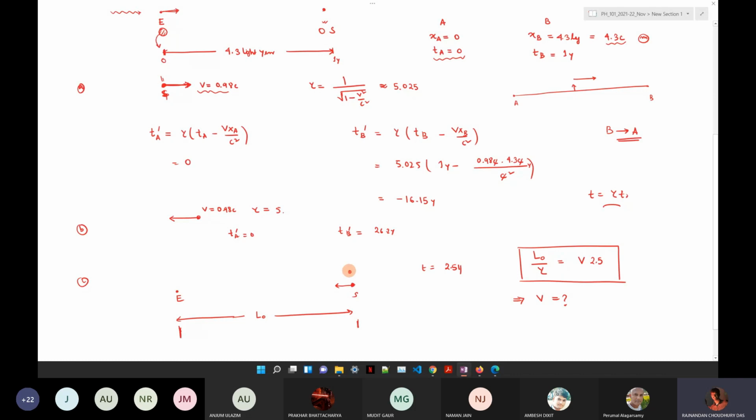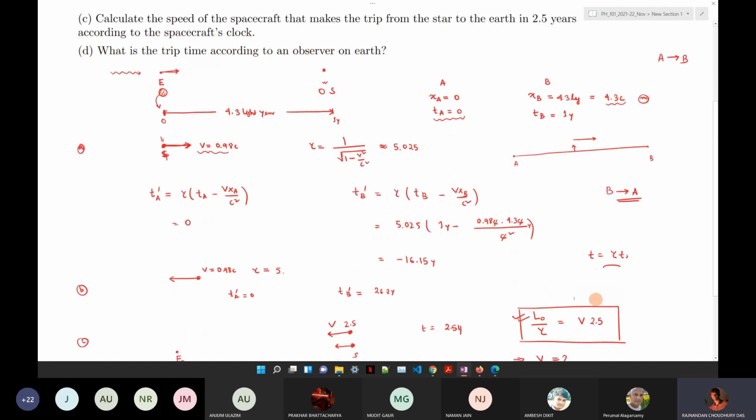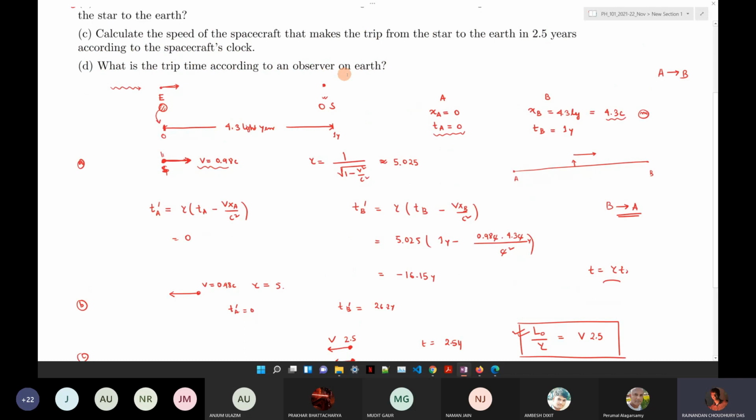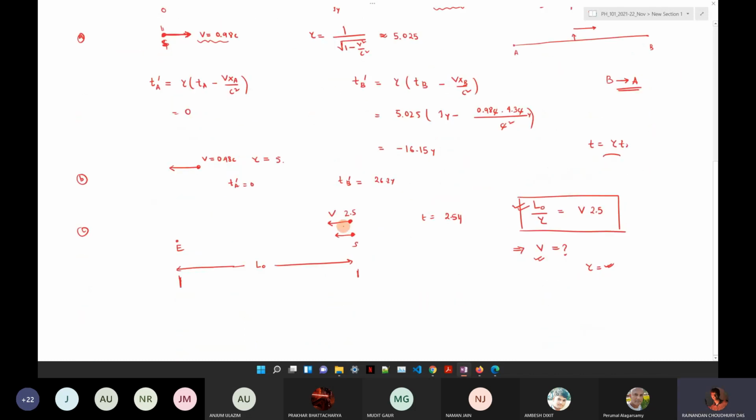The question is like this: if he has started from here and has reached the Earth in 2.5 years, what will be his speed? So we can do this like this. Now you measured this v, and you also get that gamma. Then the next part is, what is the trip time according to an observer on Earth? So you got to know that the clock on the spacecraft measures this much time. What will be the time measured from the Earth frame?